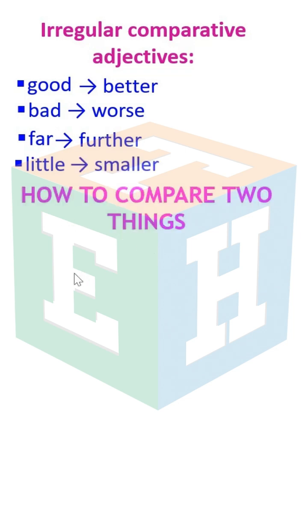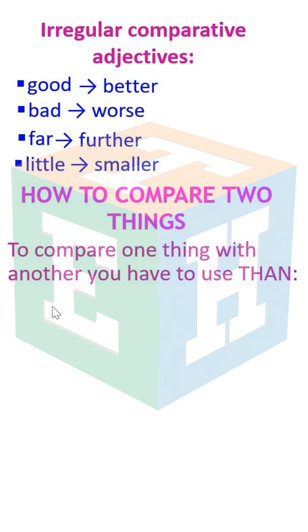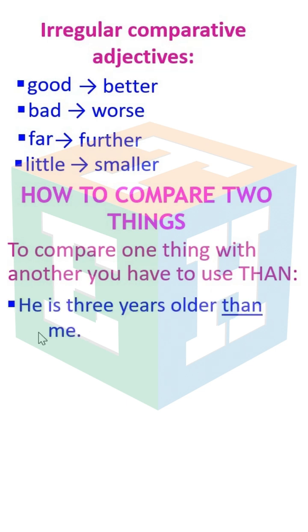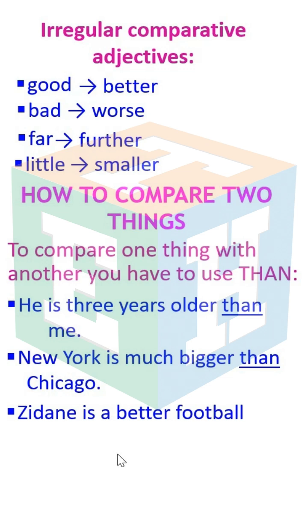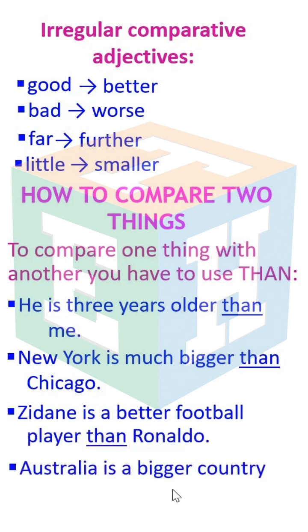How to compare two things. To compare one thing with another, you have to use than. He is 3 years older than me. New York is much bigger than Chicago. Zidane is a better football player than Ronaldo. Australia is a bigger country than Portugal.